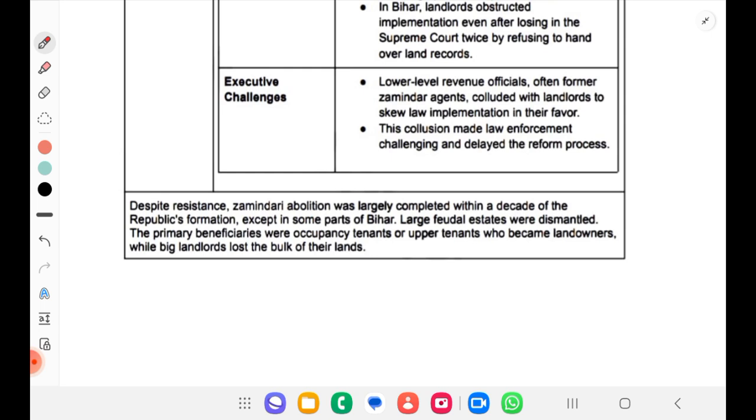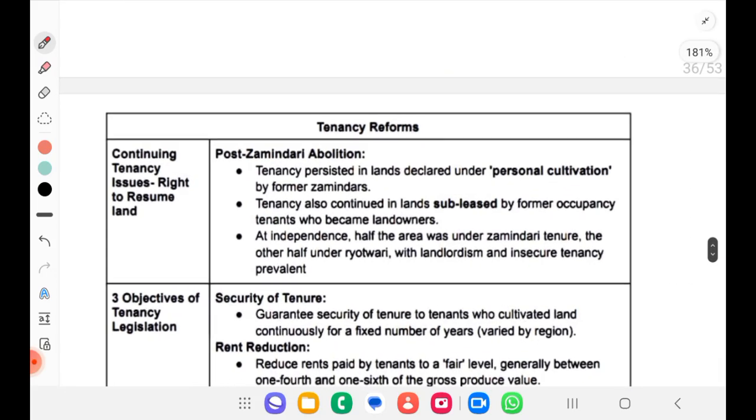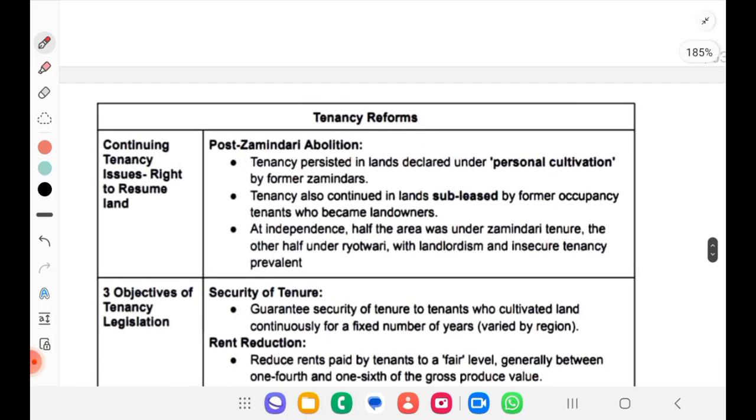We have seen in the three sectors, and also we have seen there was a cultivator, a person who is cultivator was not defined, and the size also not defined. Tenancy also lost by tenants. So these are some of the problems. So next, okay, continuing the tenancy right to resume land. So post zamindari abolition, again we continue with tenancy rights.